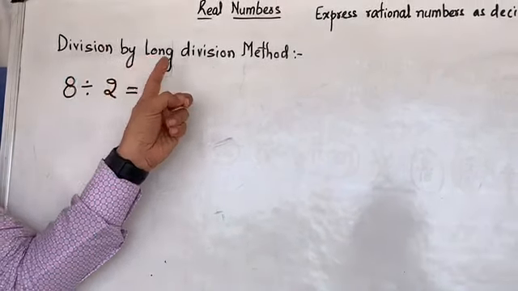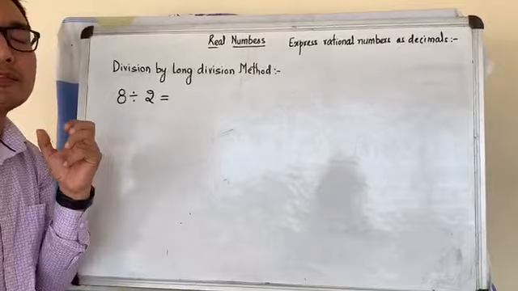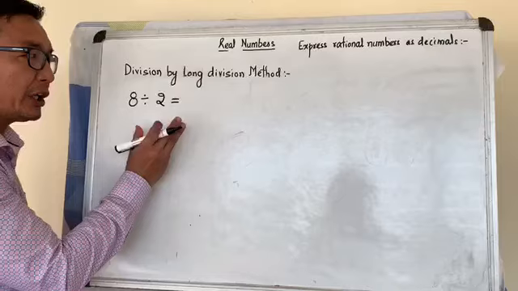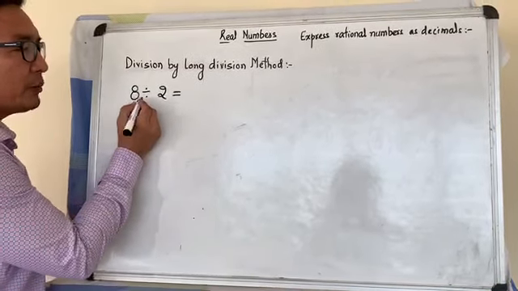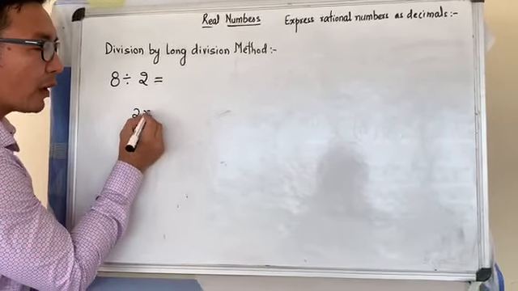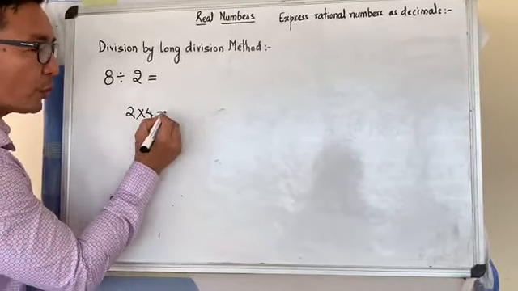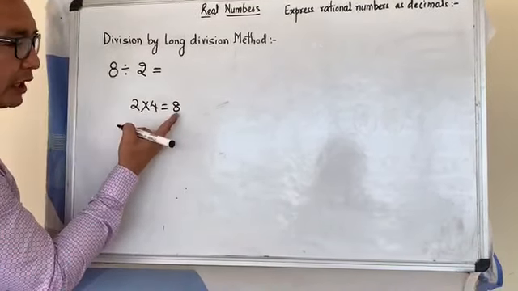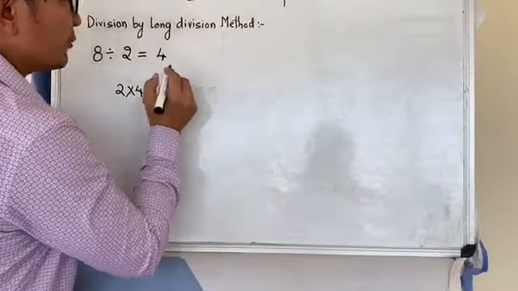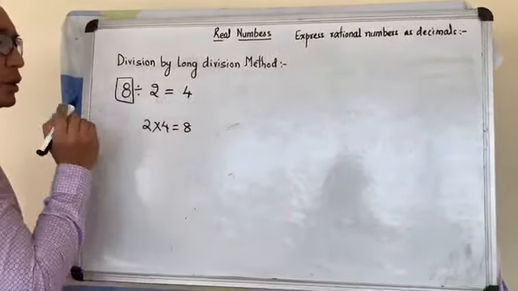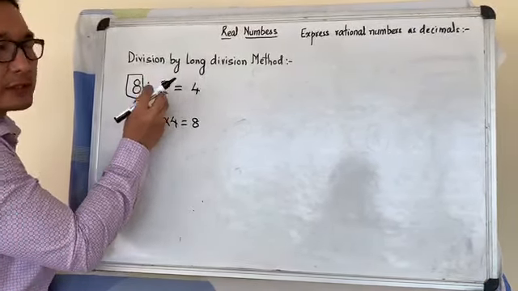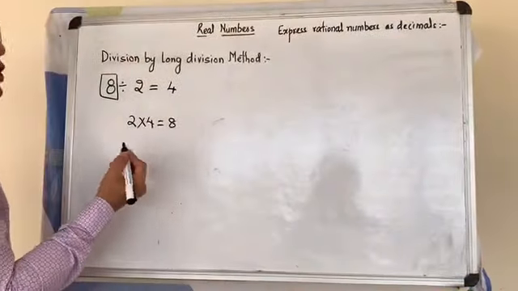First we need to learn the division by long division method, the basic long division method. The big thing is this: if you divide 8 by 2, 8 by 2, divide, we use the multiplication table. 2 times 4 is equal to 8, so 8 divided by 2 is equal to 4.